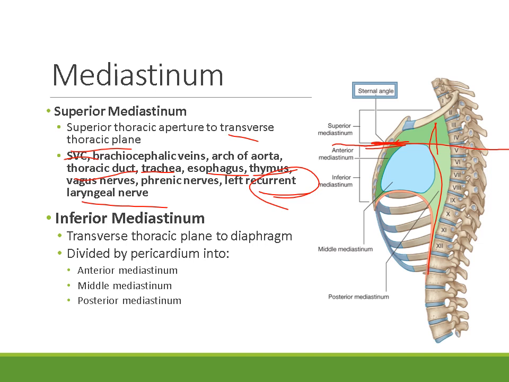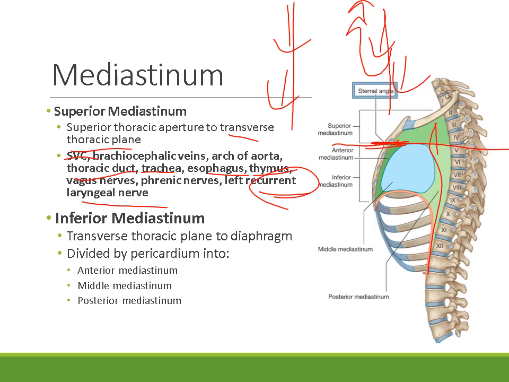So what happens is the vagus nerves are coming down, right? They come down the neck and then they pass down into the superior mediastinum. Off of those vagus nerves, there's a branch that curves around and then comes back up again. That's why it's called recurrent, because it starts to go back in the opposite direction. These nerves are going to the larynx, so they are laryngeal.